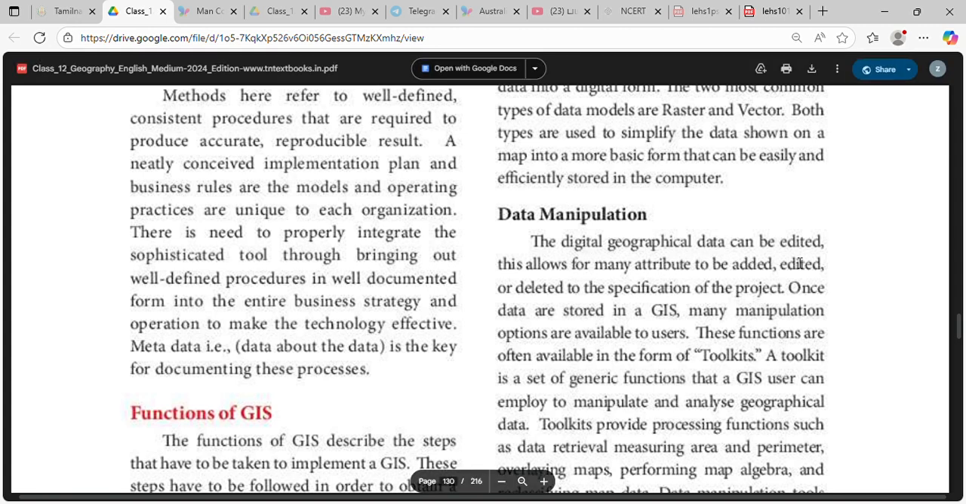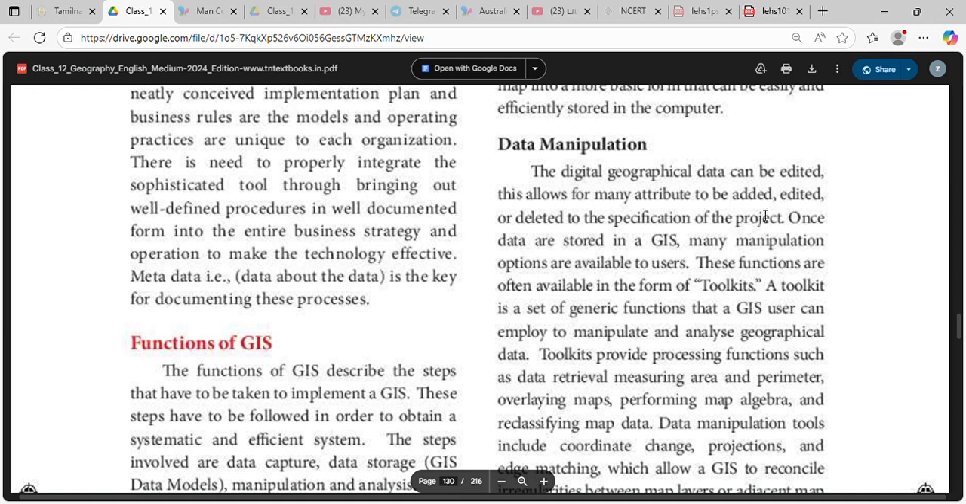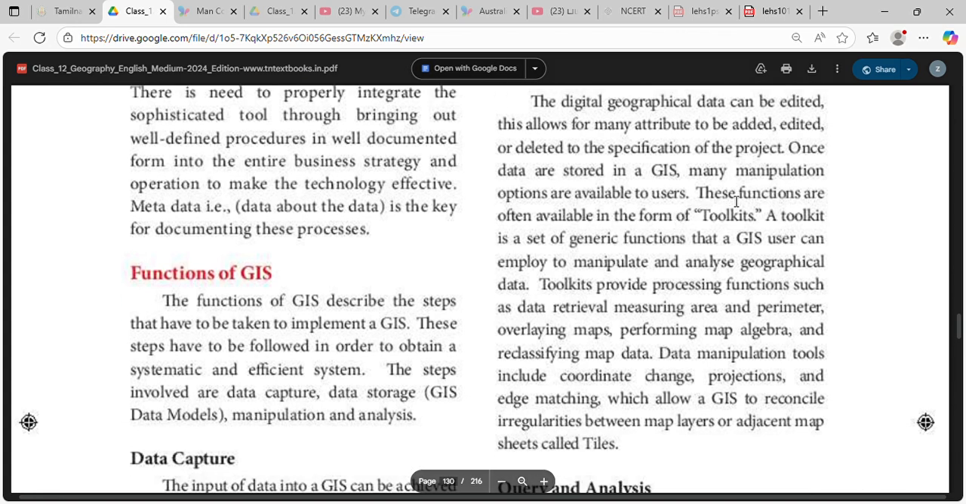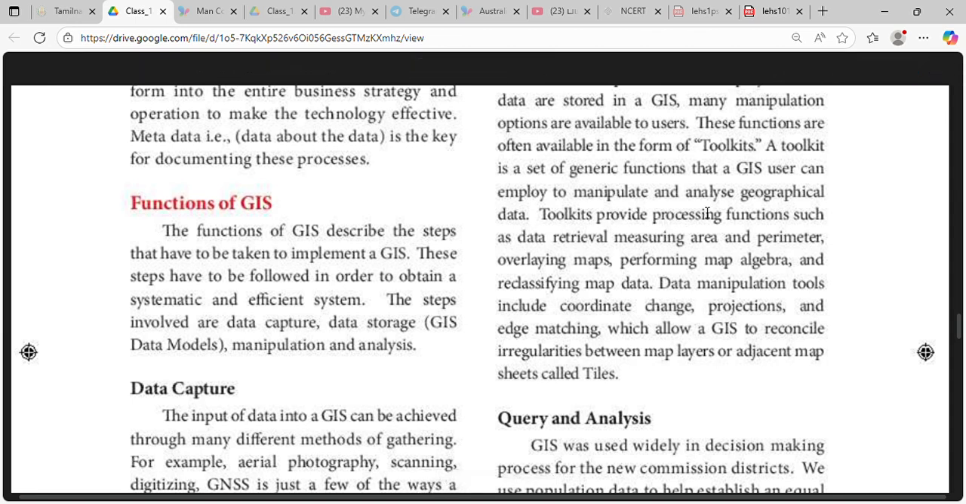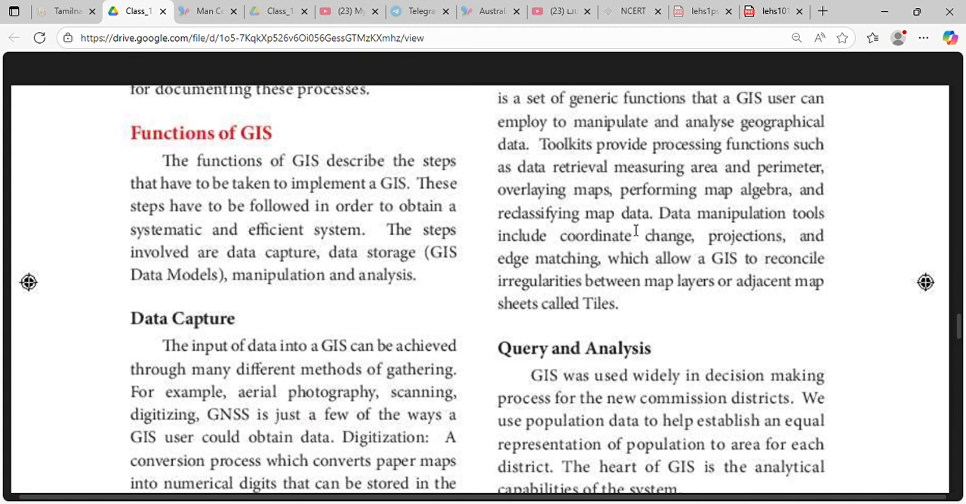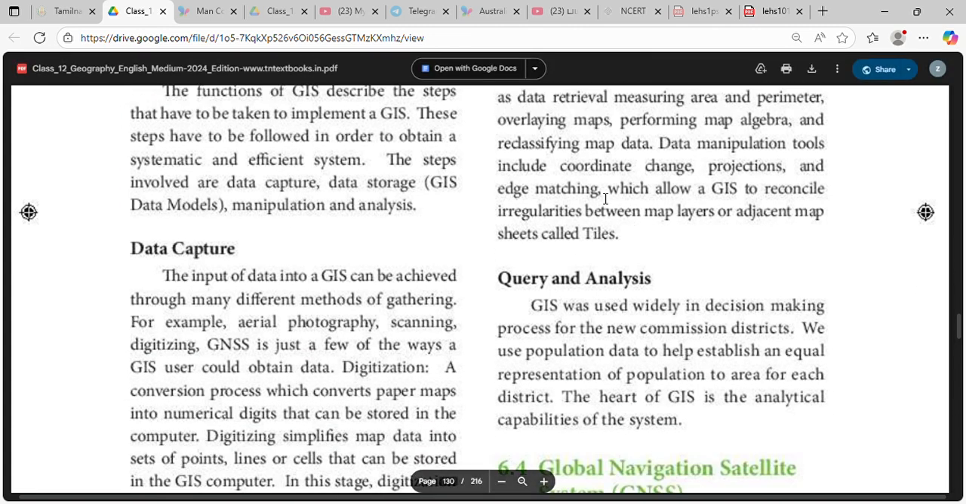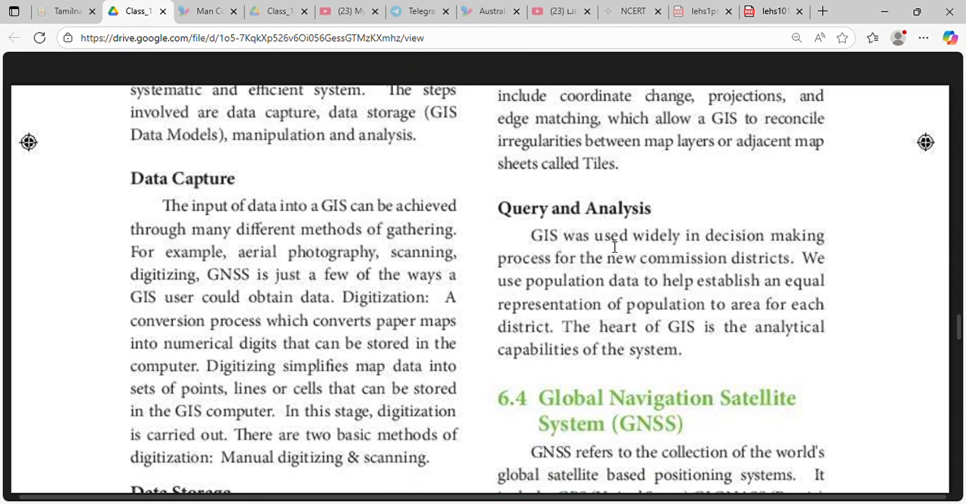The digital geographical data can be edited. That allows for many attributes to be added, edited or deleted. Once the data is stored in a GIS, many manipulation options are available to users. These functions are often available in the form of toolkit functions. A toolkit is a set of generic functions that a GIS user can employ to manipulate and analyze geographical data. Data manipulation tools include coordinate change, projections and edge matching, which allow GIS to reconcile irregularities between map layers or adjacent map sheets called tiles.